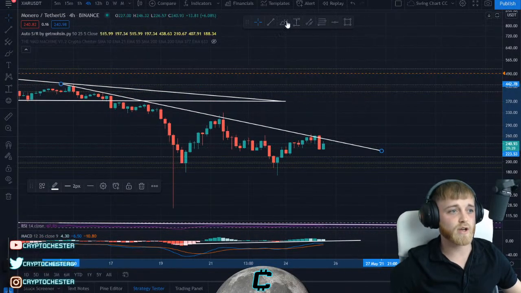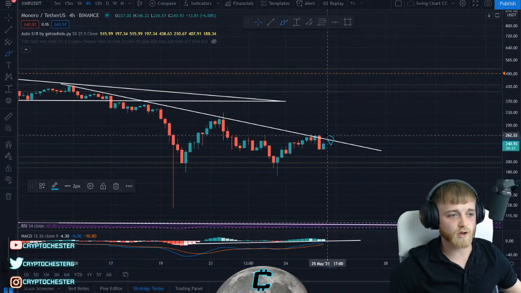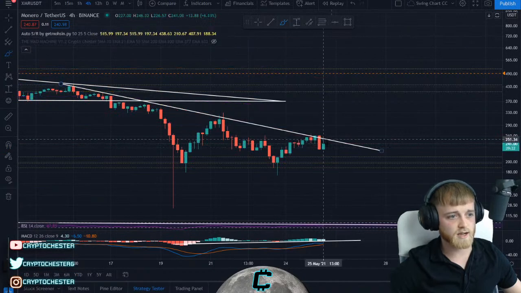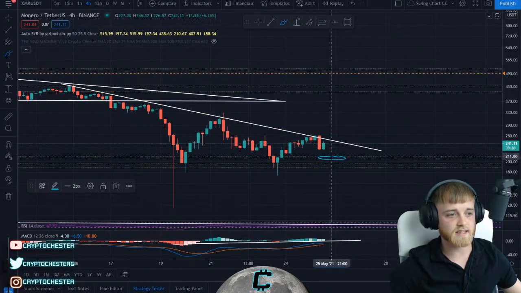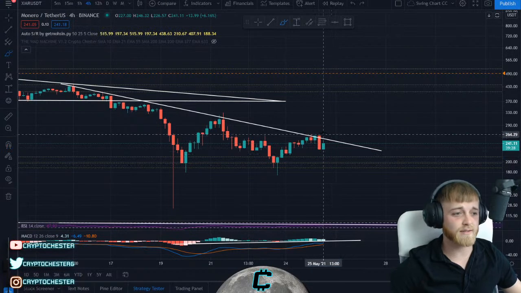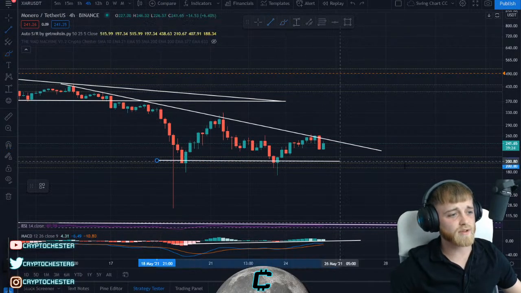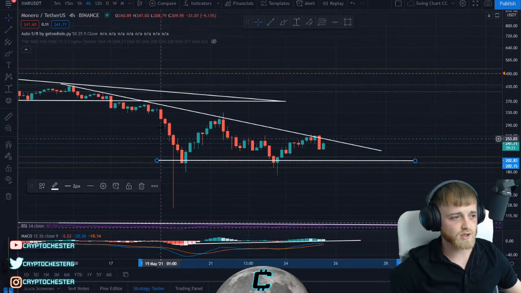If we don't clear it and we find resistance on this downward sloping resistance line here, we could be looking at coming down and testing this level of support at around 211. So that is definitely something to think about. And as you can see here, pretty obviously, we do have a descending triangle playing out.